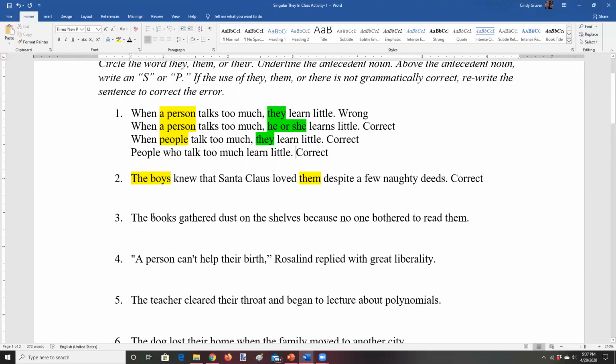Let's look at number 4. The books gathered dust on the shelves because no one bothered to read them. So books is our antecedent. It's plural. We can see that with the S. And then the them is also plural. So again, this sentence is correct.